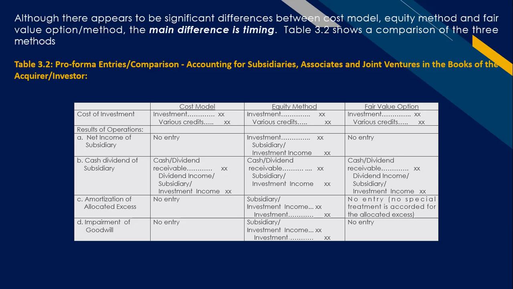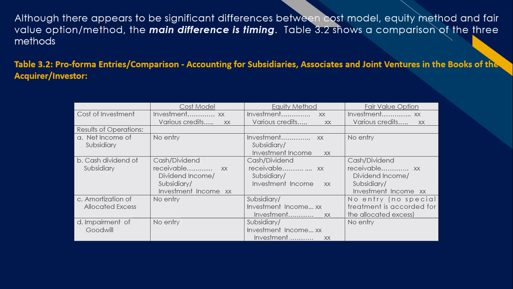Okay, now the impairment of goodwill under the cost model, there will be no entry. Under the equity method, the entry is to debit subsidiary or investment income and to credit investment, just like the entry for the amortization of the allocated excess. Again, there is no entry under the fair value option.